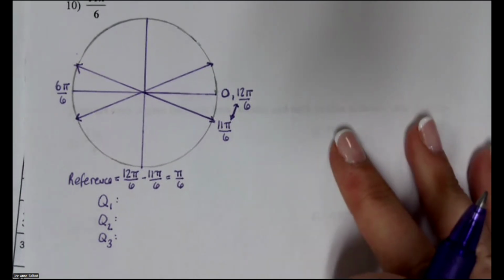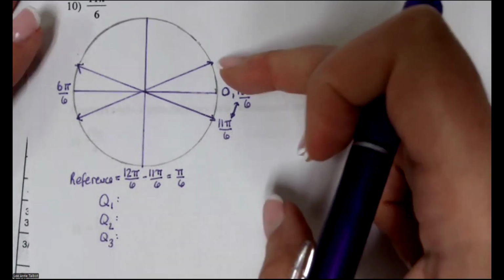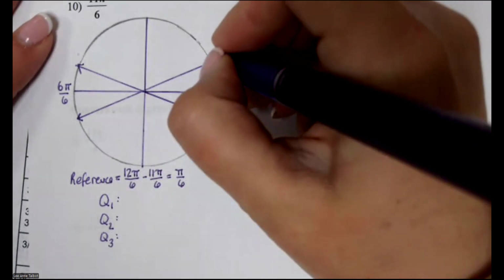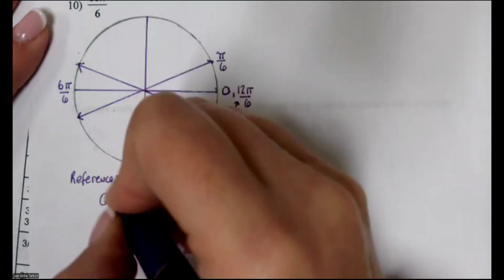Okay, now there's really no reason to show my work, but I'm still going to do it for quadrants 2 and 3, just to remind you in case your numbers aren't this nice. So quadrant 1 is always the same as the reference angle. This would be pi over 6. The reference angle and quadrant 1 should always match each other.